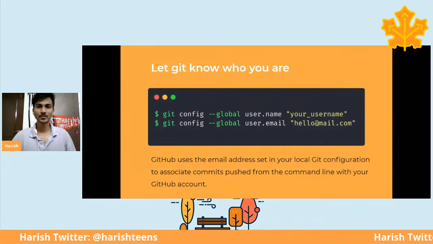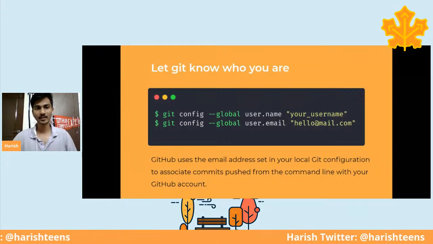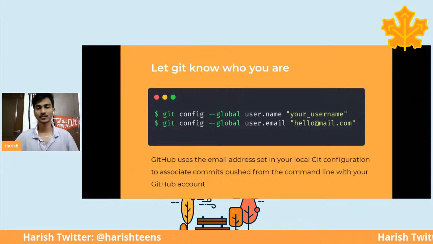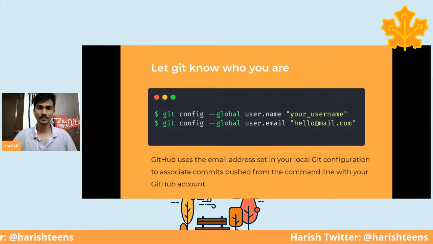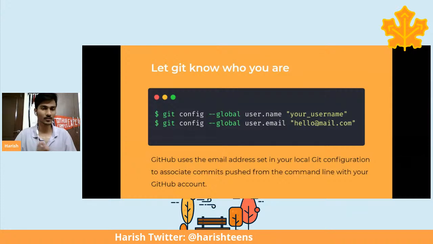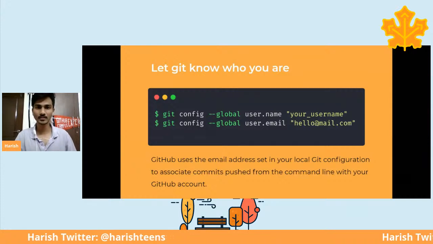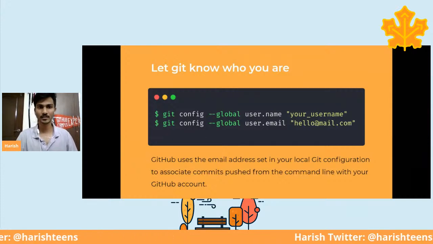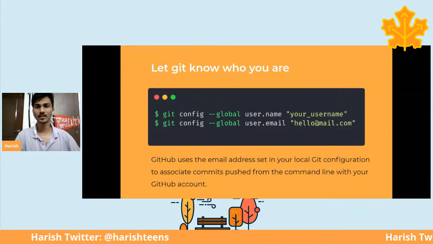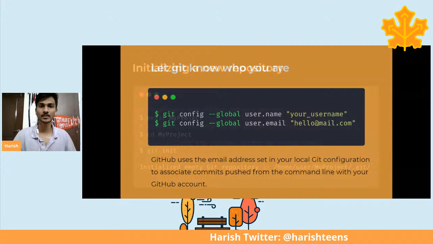So the first thing to do is to tell Git who you are. Since you will be making some changes, Git needs to know who did those exact changes. For that, you will be configuring your name and your email, so that Git knows that these are the changes done by you and not somebody else. To do that, these are the commands as you can see on the screen. git config --global user.name, you put your name there, and then you put your email there, so that it knows this is the person who has done these changes.